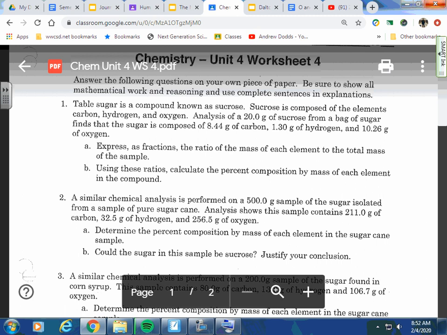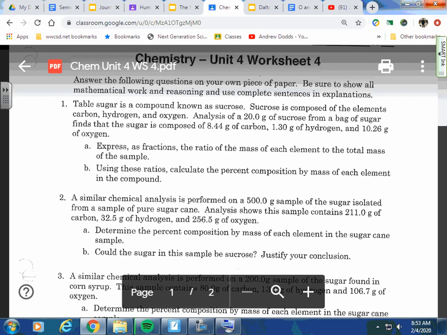So I'm going to do 1 and 2 for you, and then I'm going to let you guys get to work the rest of the hour and have this done for tomorrow. So number 1, table sugar is a compound known as sucrose. Sucrose is composed of the elements carbon, hydrogen, and oxygen. Analysis of 20 grams of sucrose from a bag of sugar finds that the sugar is composed of 8.44 grams of carbon, 1.30 grams of hydrogen, and 10.26 grams of oxygen.